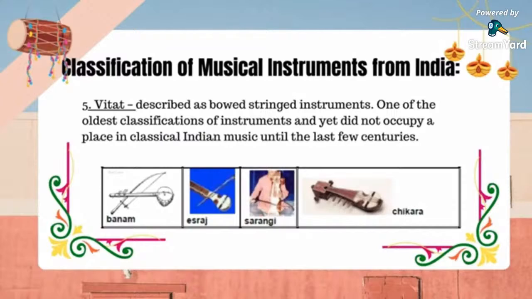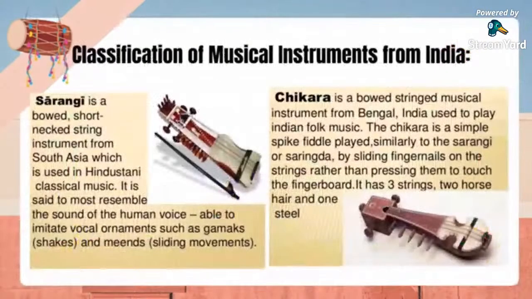the last few centuries. Sarangi is a bowed, short-necked string instrument from South Asia which is used in Hindustani classical music. It is said to most resemble the sound of the human voice, able to imitate vocal ornaments such as gamaks, shakes, and meends, sliding movements.